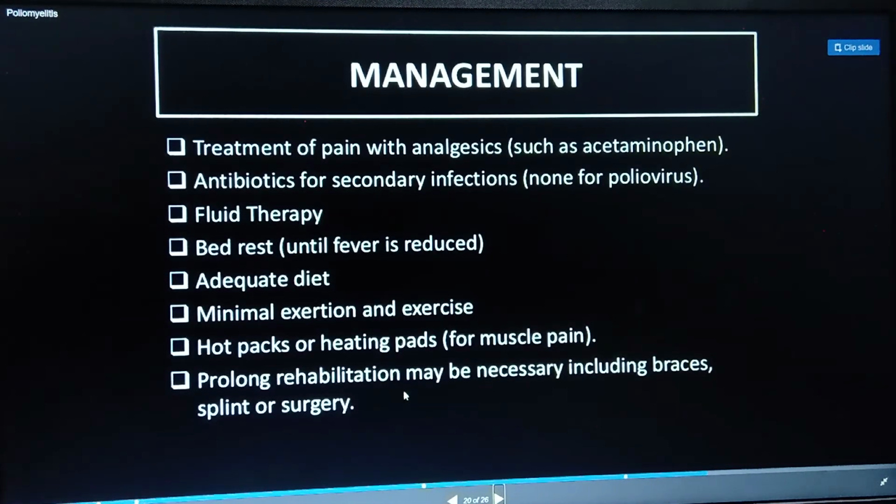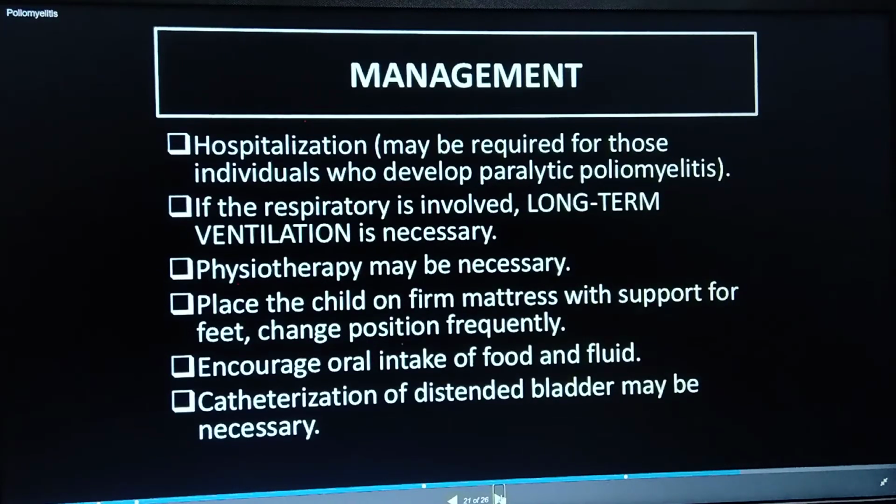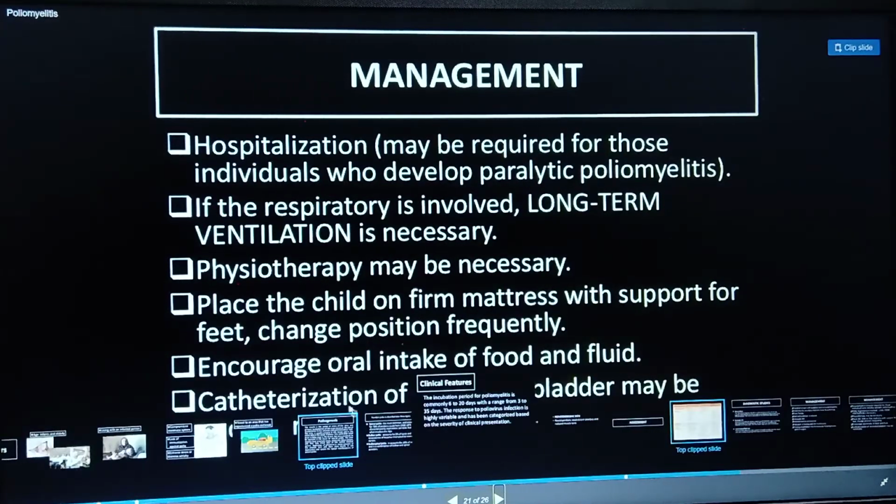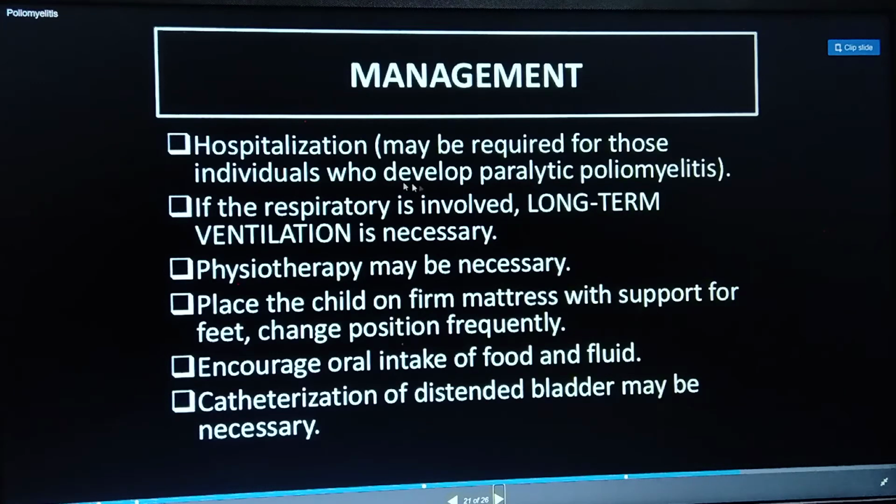So with poliovirus, whatever the affected part is, they are going to keep a supporter, so that the braces, splints and the surgery they will do. Okay, and what is the management? Hospitalization is required for paralytic poliomyelitis, and we have already seen the upper respiratory tract infection. So respiratory care is very important, like long term ventilation is very important.